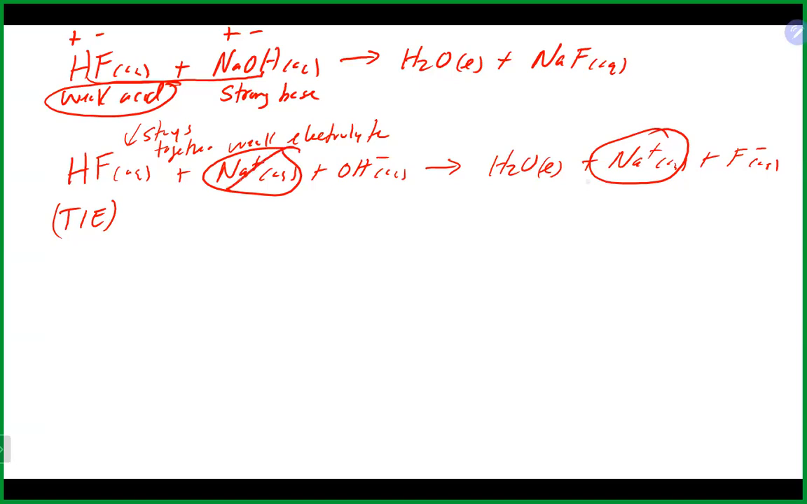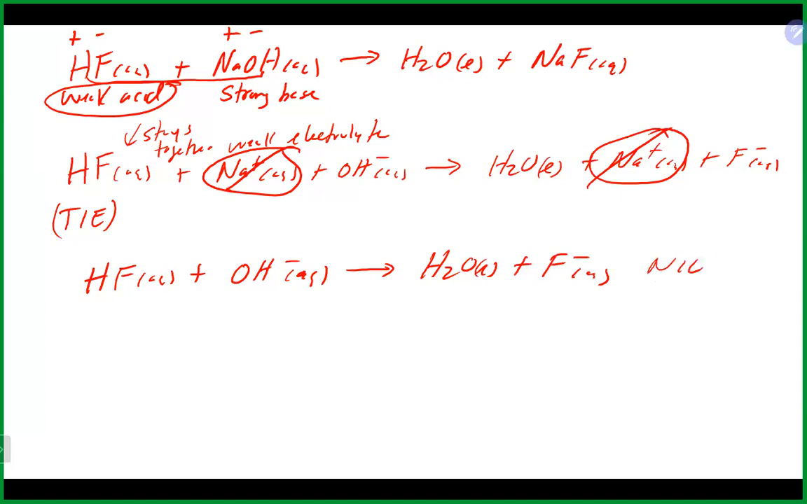And that will still get canceled out like normal, which leaves us a net ionic equation that looks a little bit different because of the presence of the weak electrolyte. It will look something like this. The HF is going to react with the OH minus to make water and our fluoride. This would be our net ionic equation.